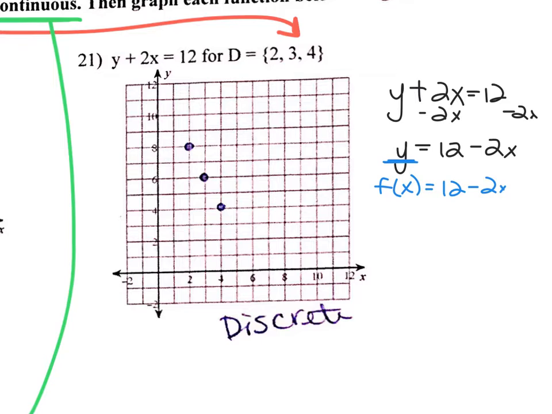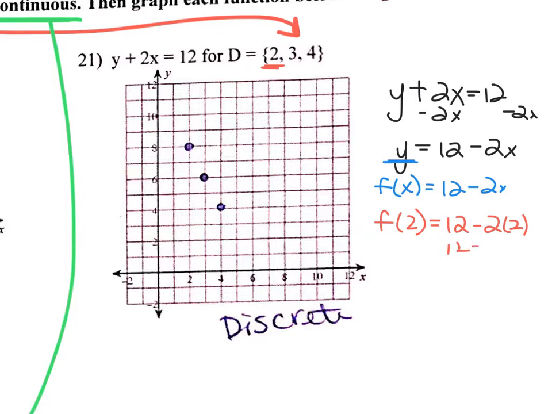All right, so now we're just using exactly the same method. We're going to use these domain values that they give us. So our first domain value is 2. So I'm going to do f of 2 equals 12 minus 2 times 2.